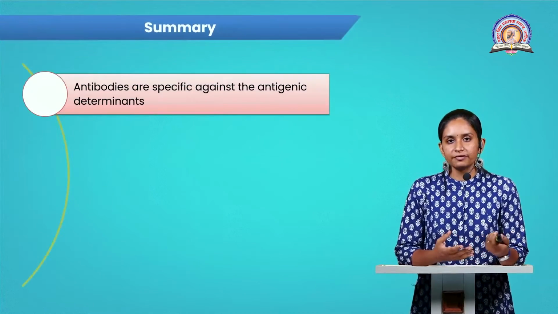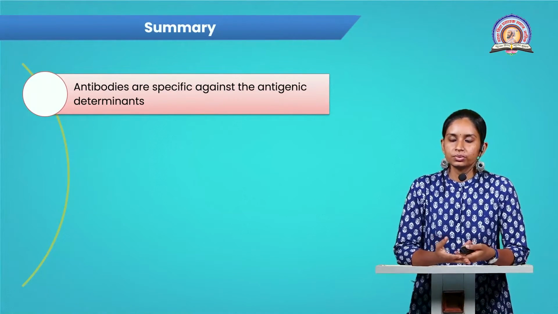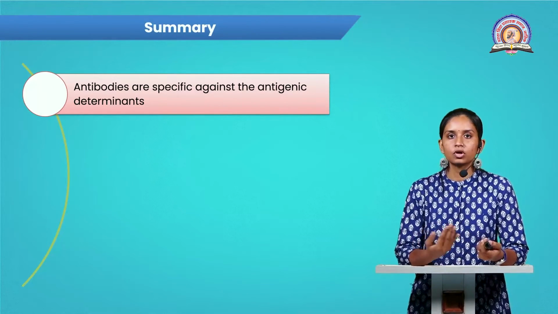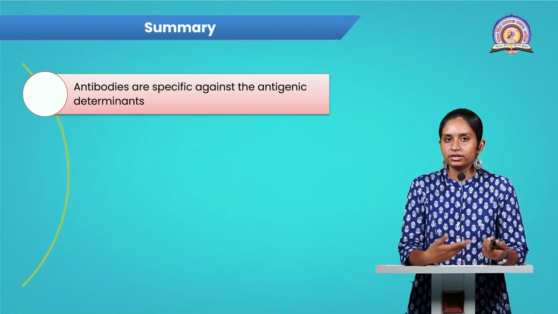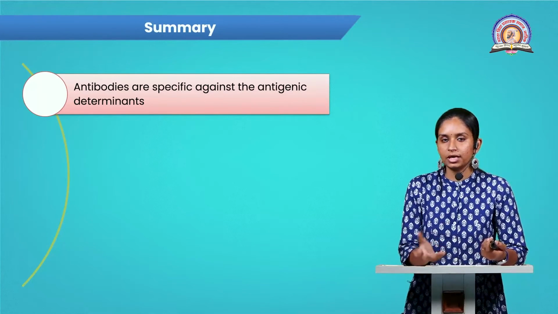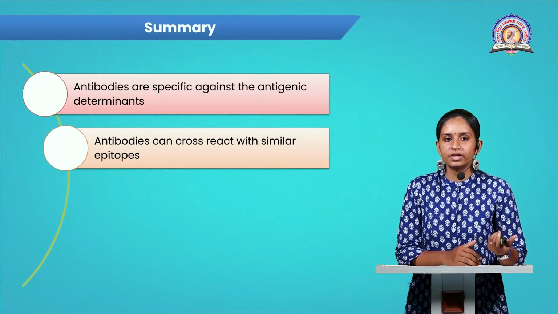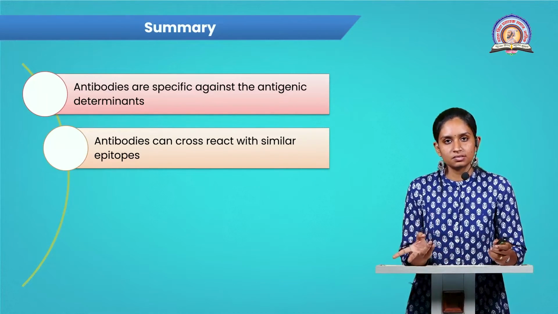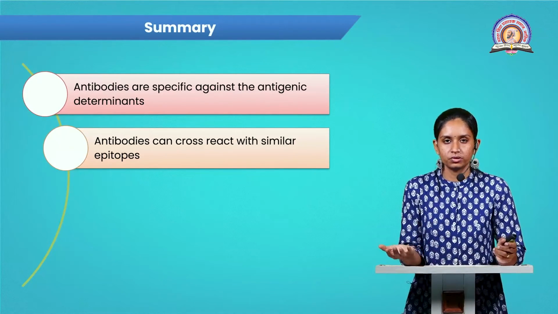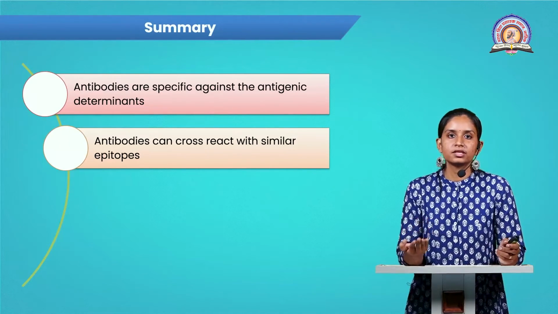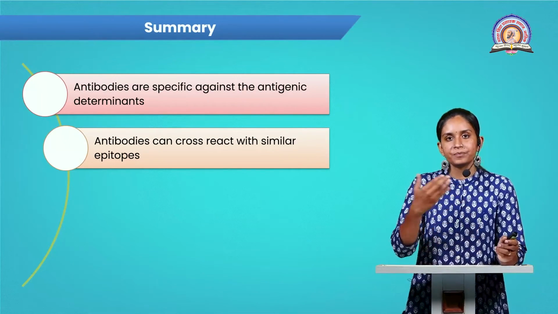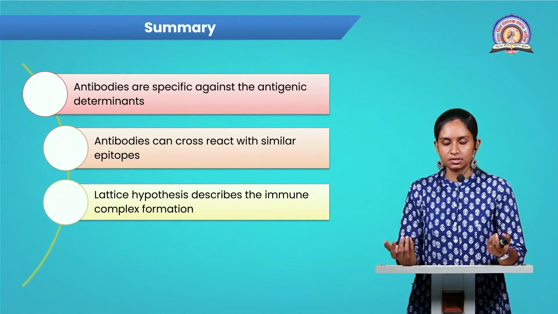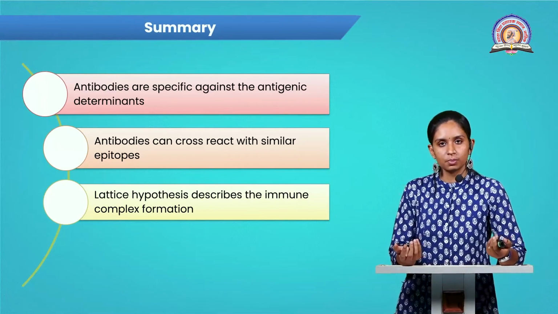Now we will take a brief summary of today's session. We have seen today that antibodies are specific against antigenic determinants. That means if a complementary structure is present, only then will they interact with it, recognize that antigen and mark it for elimination. Then we have seen that antibodies can cross react. That means if two antigens carry similar epitopes on their surface, then antibodies secreted against the first antigen can interact with the second antigen also. This is called cross reaction. We discussed this by taking the example of the ABO blood group antigen.